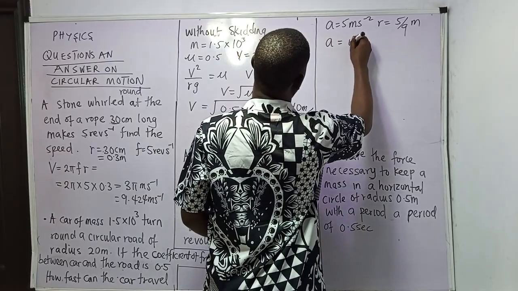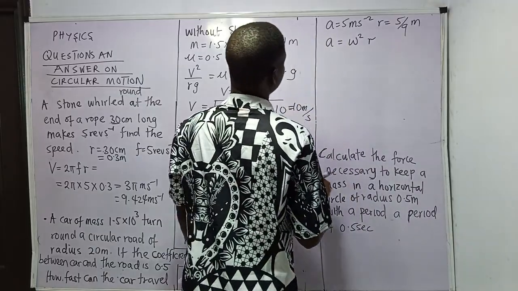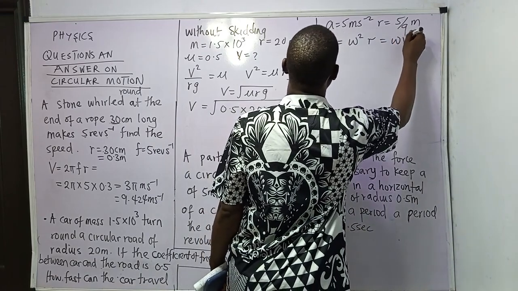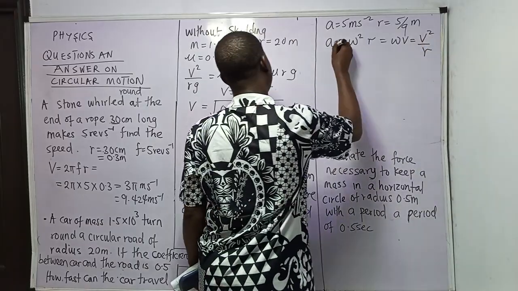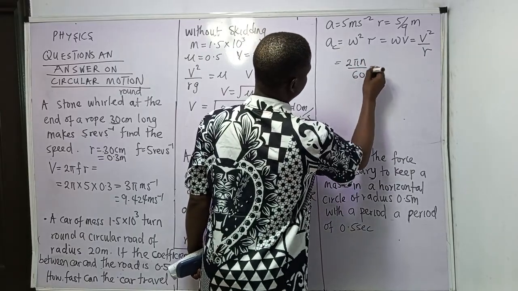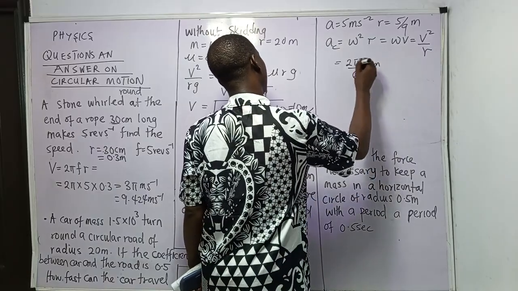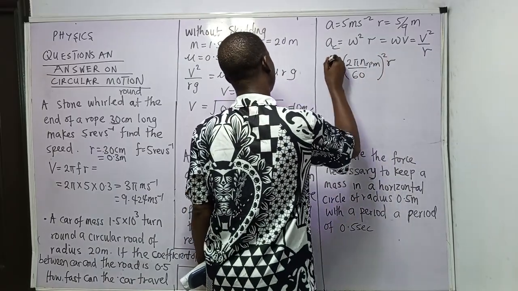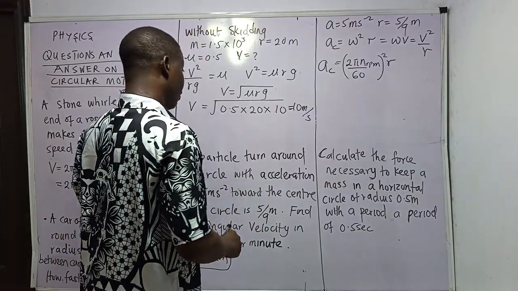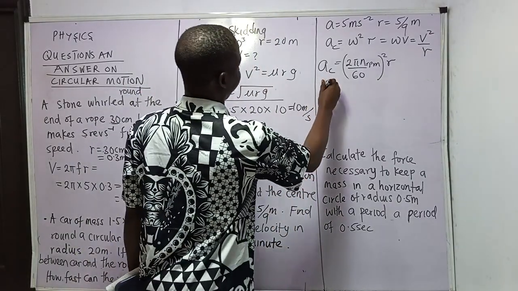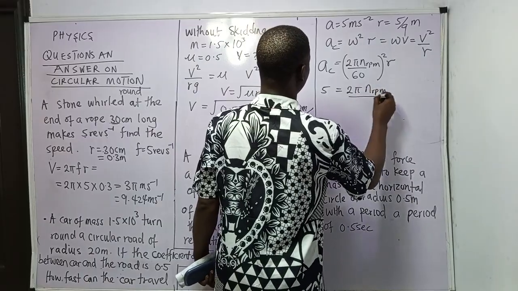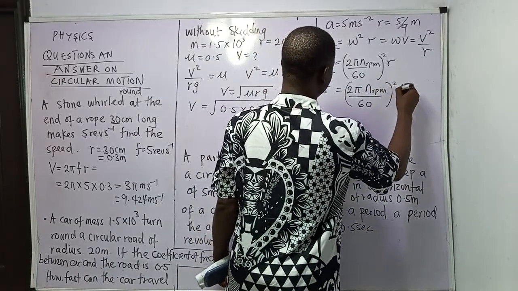Now let's see. a equals omega square r. That is the formula for a. It can also be omega v or v square over r. That is centripetal acceleration. We can write omega as 2 pi n over 60, where n is in rev per minute, all squared, times r equals a. So we say a is 5 equals (2 pi n in rev per minute over 60) all squared times r.